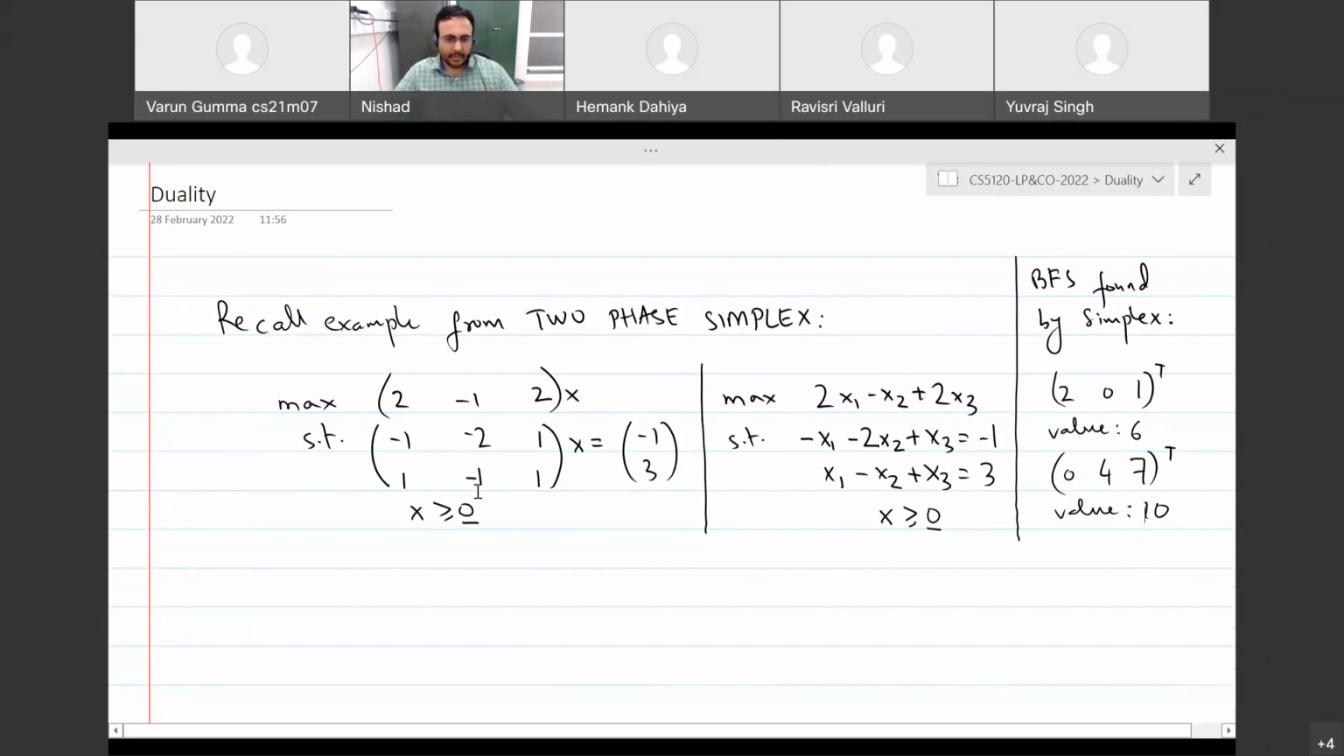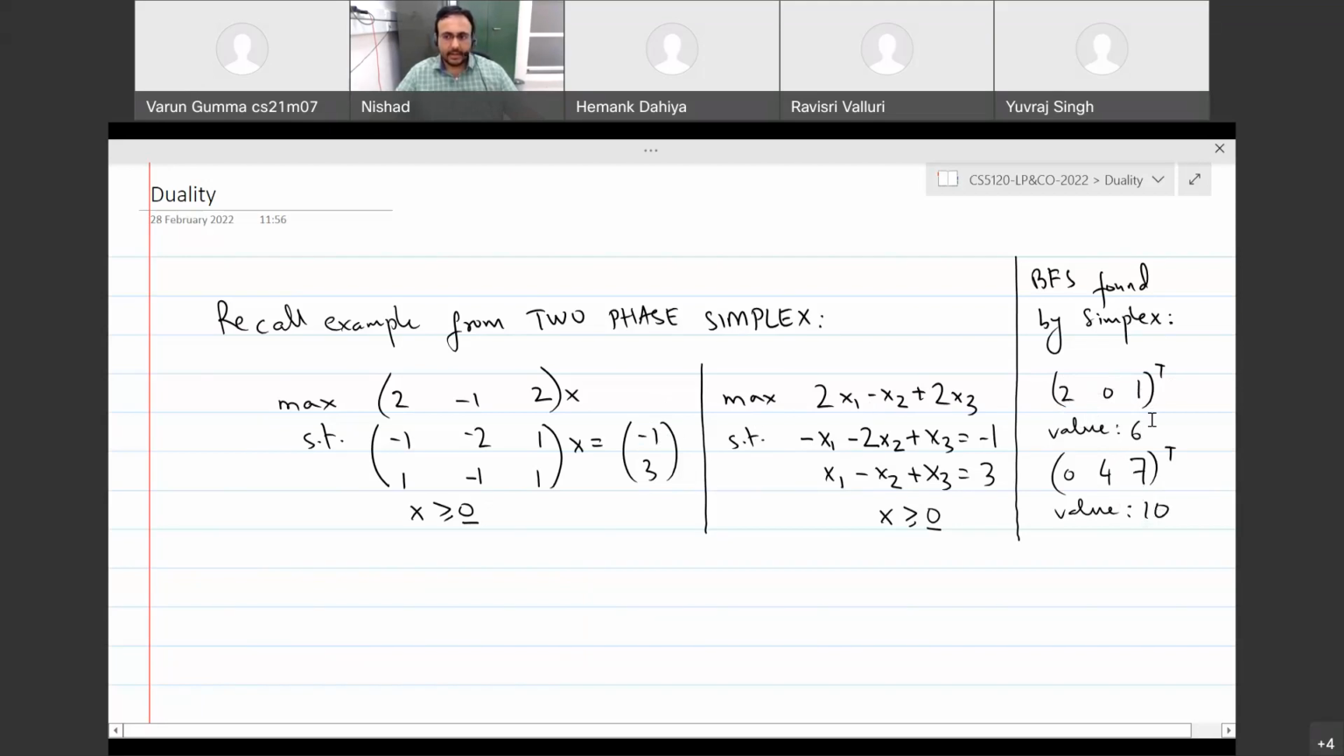Also, we had multiplied the first constraint by -1 in order to do the auxiliary LP stuff. But anyways, the solutions we found in phase 2 are these two solutions, (2, 0, 1) transpose and (0, 4, 7) transpose. And you can check that both of these are indeed feasible solutions. We found them by simplex, so no surprise there. And their values are 6 and 10.